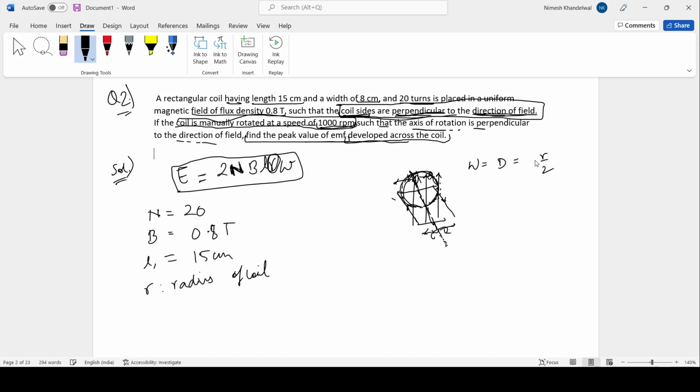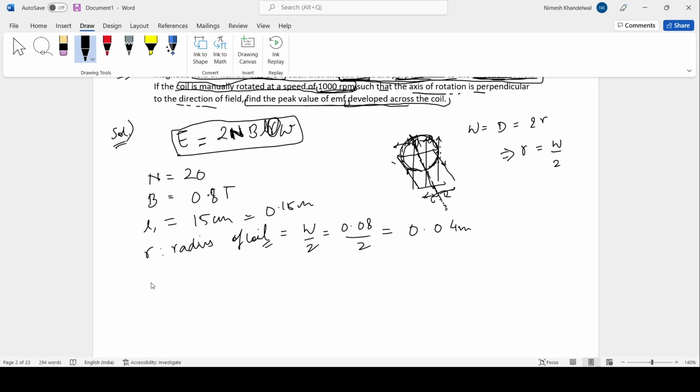The diameter is 2R, right? So now what is the radius of coil? It essentially comes out to be width over 2, because in this case also, the radius of coil is width over 2. The width is 0.08 meters, so the radius of coil comes out to be 0.04 meters. And length in meters is 0.15 meters. And then what is omega? Omega is the speed of the coil, but in radian per second.